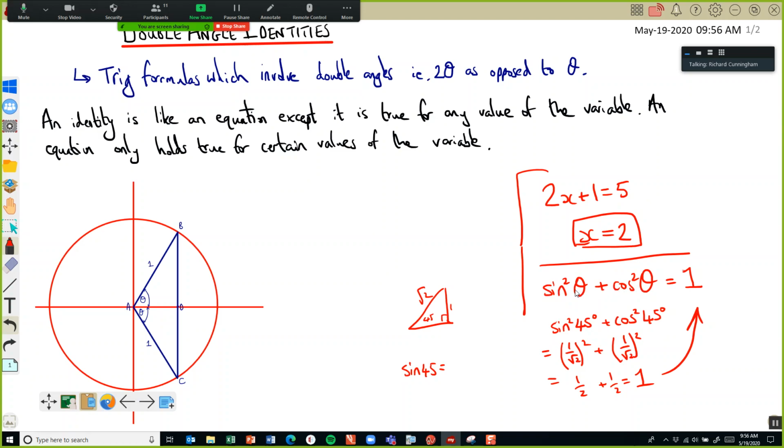It's also true for 60. It's also true for 44. It doesn't matter the value that I put in here for theta. This is always going to be true, whatever the value is. So that's what makes an identity an identity. It's true for any value of the variable.